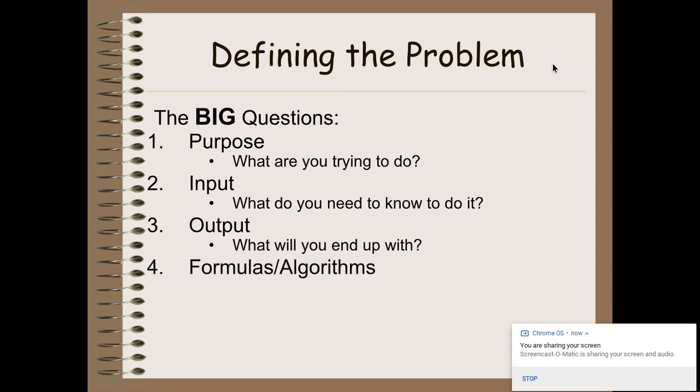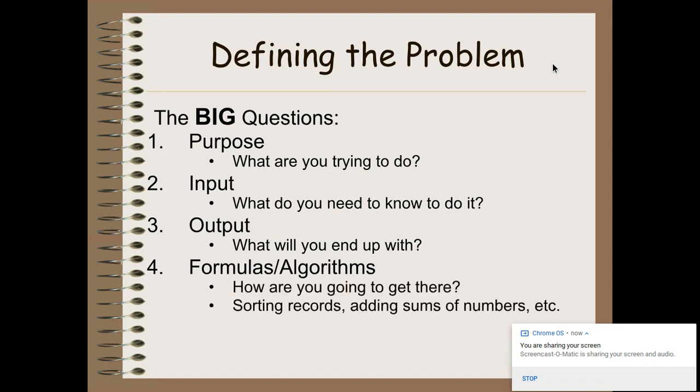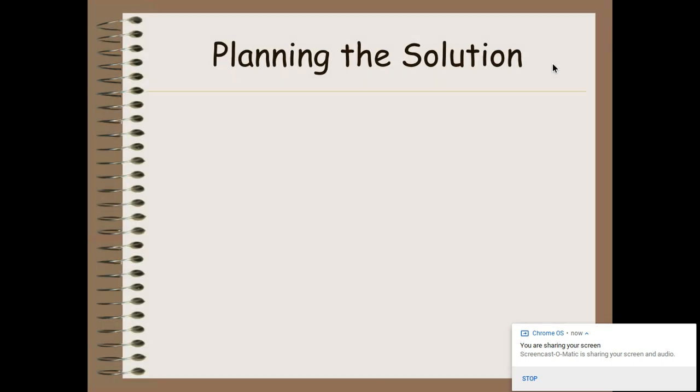And then lastly, our final big question is, what is the formula or algorithm that we're going to be required to get us to our output? So are we going to be using a conversion formula? Are we going to be sorting records alphabetically or numerically, right? All those kinds of things that would get us from our input to the final results of the output. Once we know that, we can begin to plan how we're going to go about solving this particular problem.